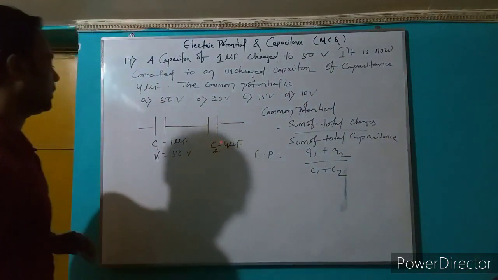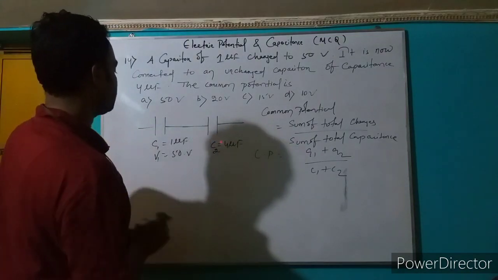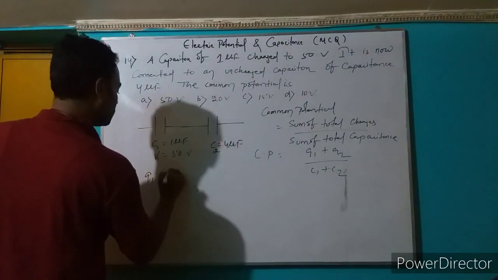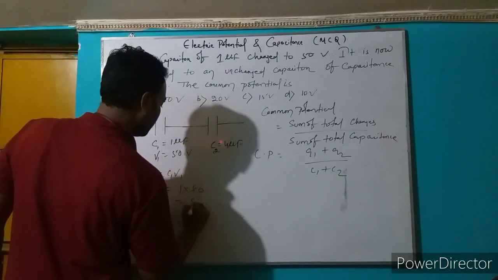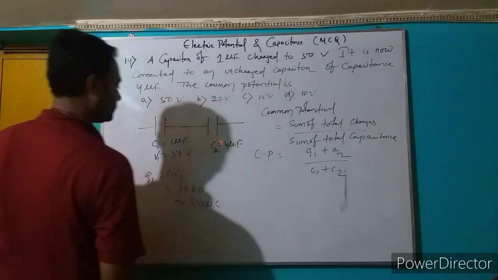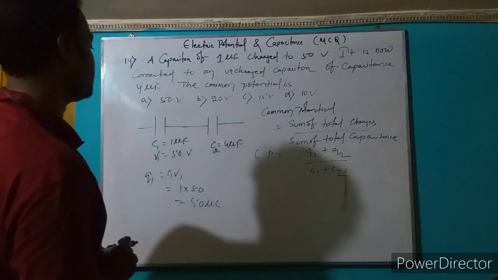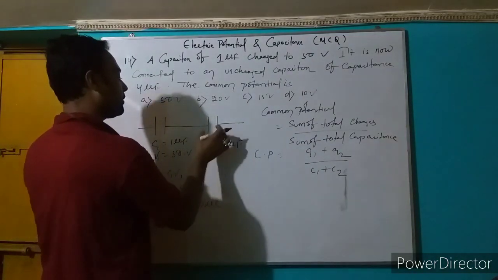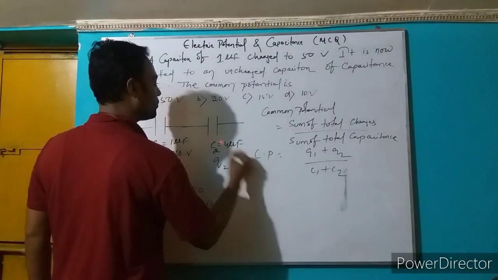In that question, C1 V1 is there, so Q1 equals C1 into V1, that means 1 into 50, that means 50 microcoulomb. But capacitor 2 is uncharged, that means there is no potential across that capacitor, so there is no charge, that means Q2 equals 0.